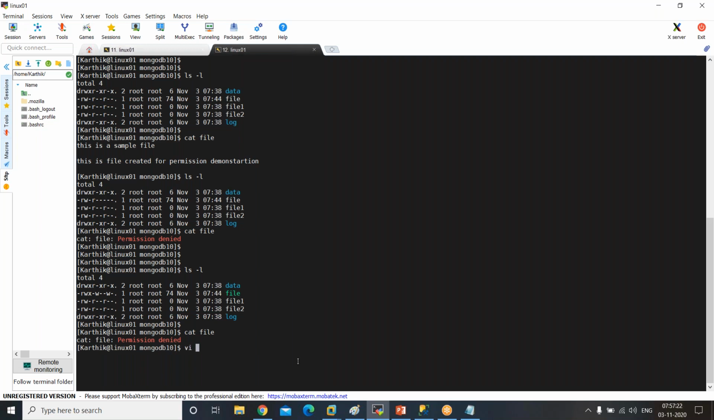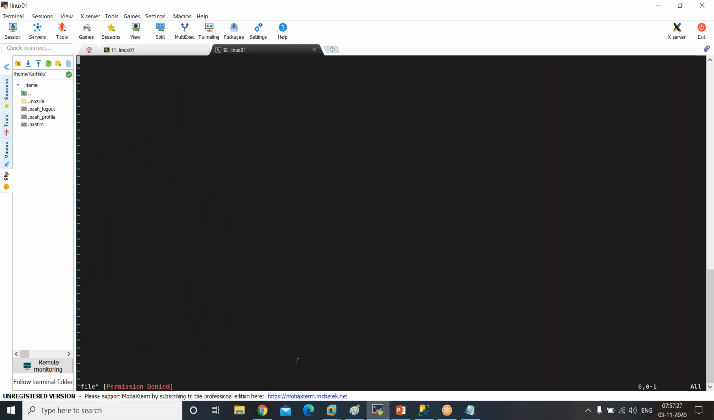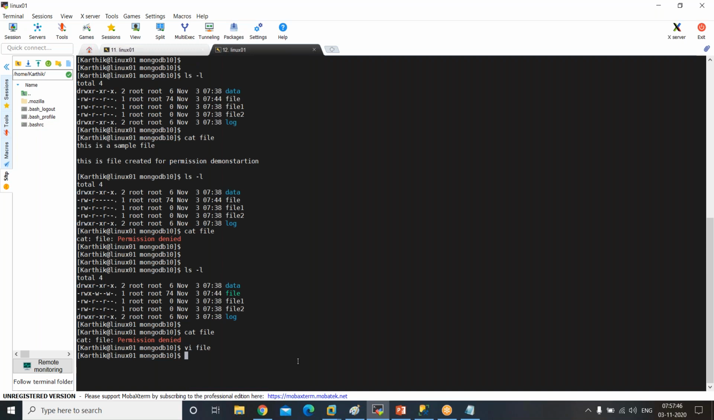Vi, because I got the write permission. Vi file. Okay, so what I'm going to do, insert mode. This file is modified by Karthik, something like that. Okay, escape and save. That's it. So now he cannot read it. What he modified, he cannot read it.